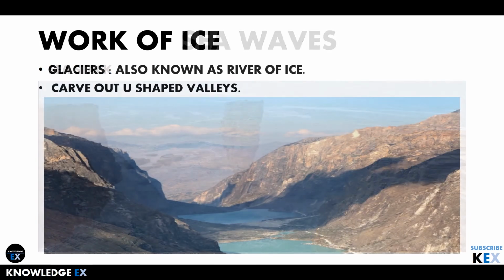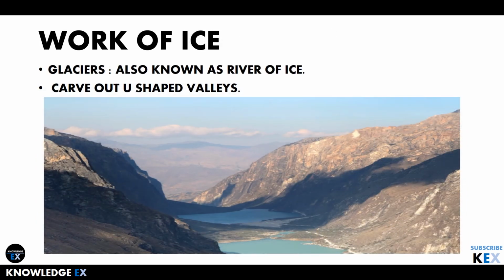Now we are going to talk about the works of ice. A glacier is also known as a river of ice, and it erodes the lower level and the side portion of the land. Whenever a glacier moves, it creates a U-shaped valley. Whereas rivers create V-shaped valleys, glaciers create U-shaped valleys. And whenever a glacier melts, certain lakes are formed at the bottom of the glacier. These lakes are known as ribbon lakes.